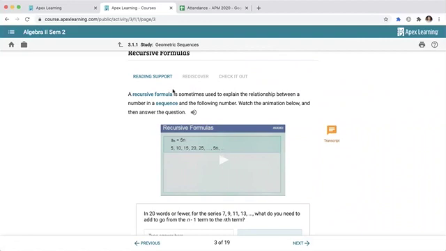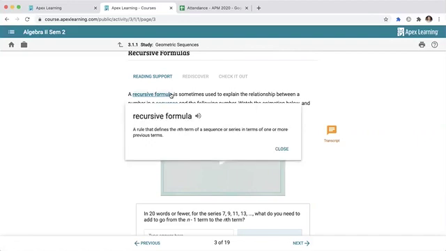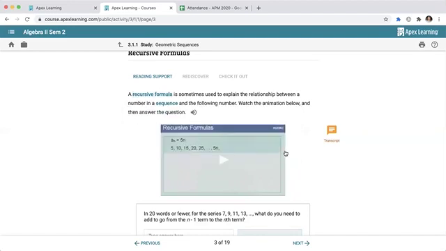If we have a recursive formula, that is used to describe the relationship between a number in a sequence and the following number. If we're looking at the formal definition, it defines a term in terms of one or more of the previous terms. So we're going to look at two terms that are side by side, basically.